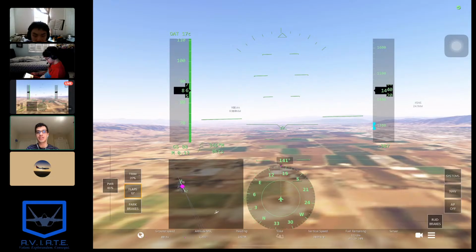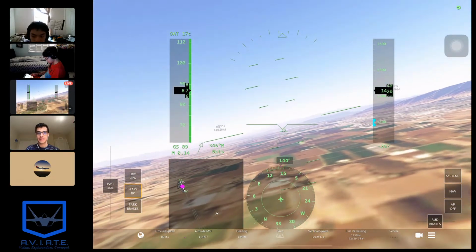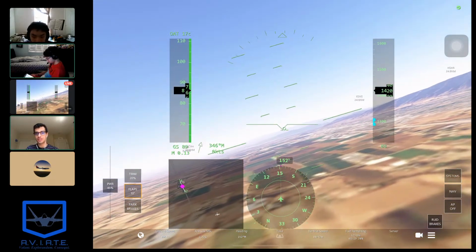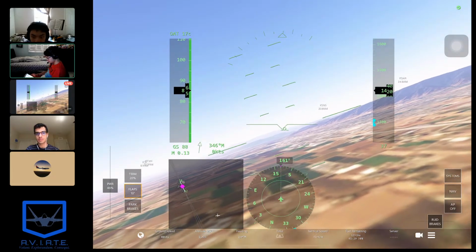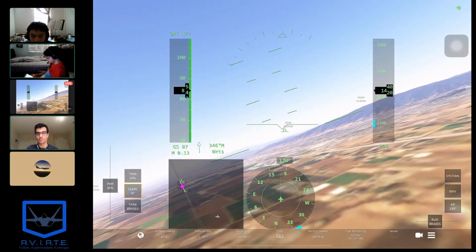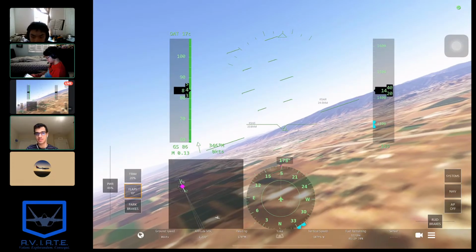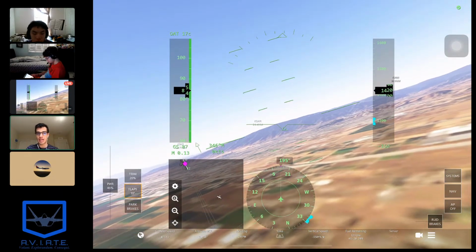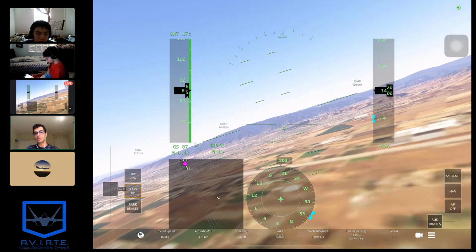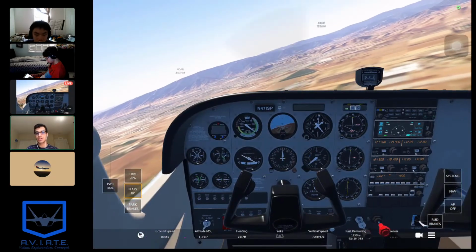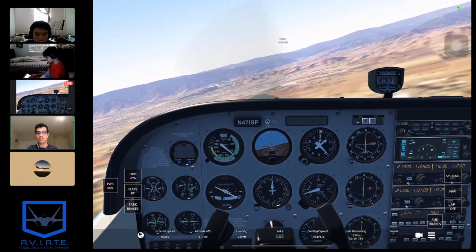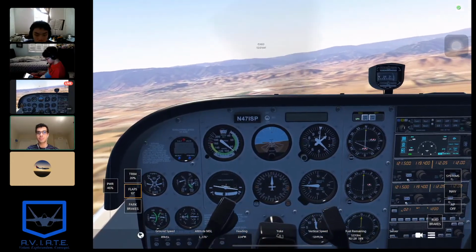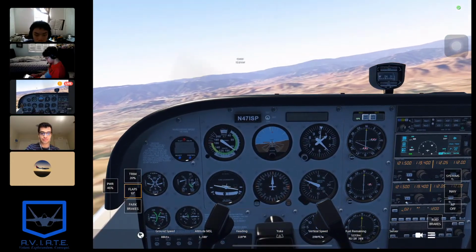And then carb heat is on. And then landing light is on. Some aircraft don't have carb heat. This one is fuel injected, so we don't have carb heat, so that doesn't make a difference here. So now we're turning base, and then as you turn onto final, you want to make sure that you keep your attitude indicator on the horizon. So make sure your plane is level with the horizon. It doesn't have to be perfectly level.